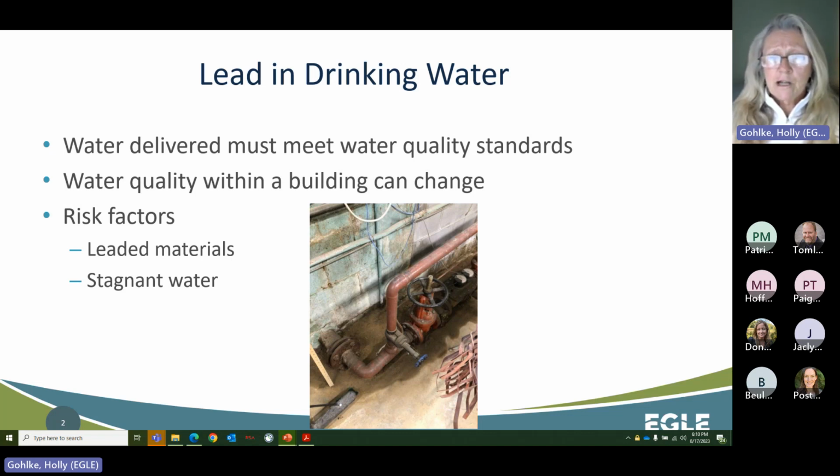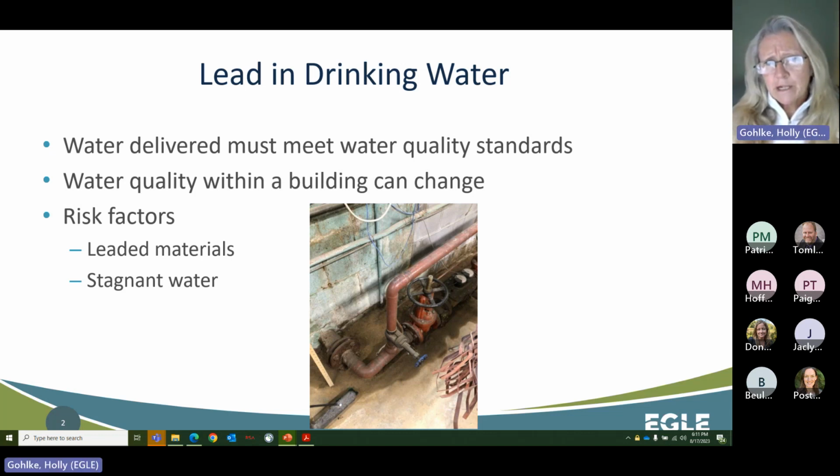But for lead in the drinking water, I really like to think of two major risk factors. So basically, you have to have these two things in order for lead to get in the drinking water. Number one, you have to have leaded materials. It could be lead in the service line. It could be lead pipes. It could be lead in valves and fittings, or it can be lead in the fixture, the faucet, the drinking fountain itself. So you have to have leaded material in the system. The second thing is you have to have stagnant water. If you don't have both of these factors in a school building, you should not get lead in the drinking water.